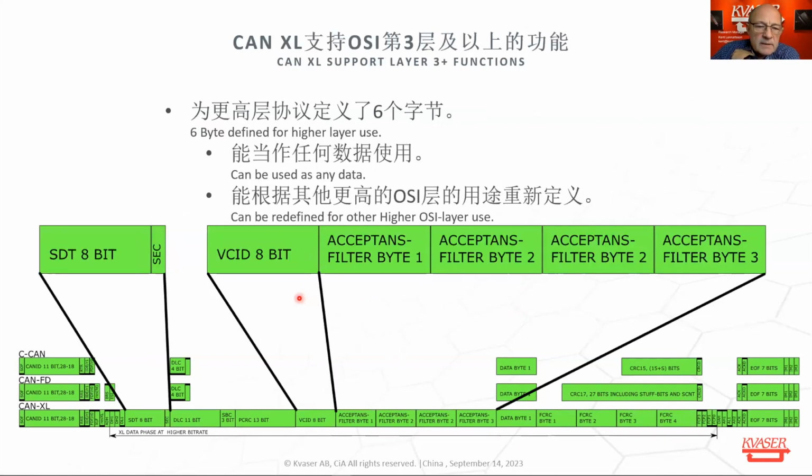So in CAN XL, we know that we need some support for the higher layers to make life simple. And there are 6 bytes included here. If you make a small system and don't need support for higher layer protocols, you can actually use those 6 bytes for data. Or you can redefine them to fit you, because those bytes are not hard designed into the CAN XL controller. So let's see what they are doing.